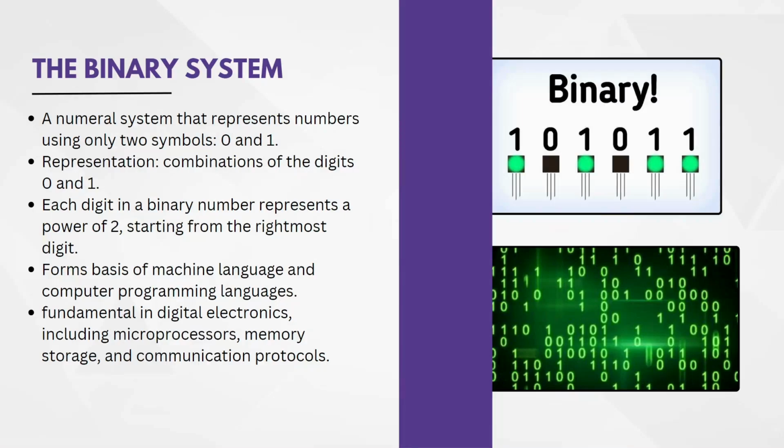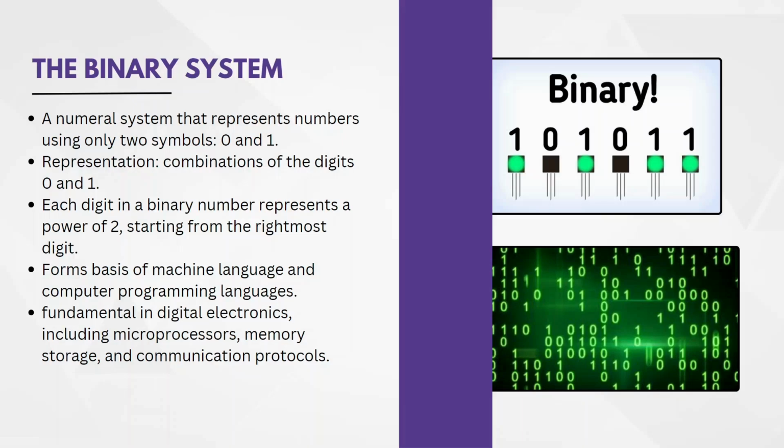Binary means 2. Bi indicates 2, which means this entire system has only two digits, that is 0 and 1. There are multiple systems, just like how we have the decimal system with digits 0 to 9. Like that we have hexadecimal, we have octal system, and we also have the binary system. So today we will be focusing on the binary system.